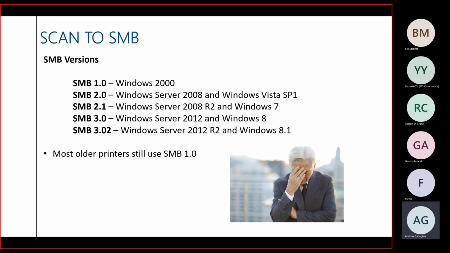Now, as you can see on the graphic that I've got up there, there's quite a few different SMB protocols that have been released by Microsoft over the years. The SMB 1 goes back to Windows 2000. Now, in a security sense, that's a bad thing.